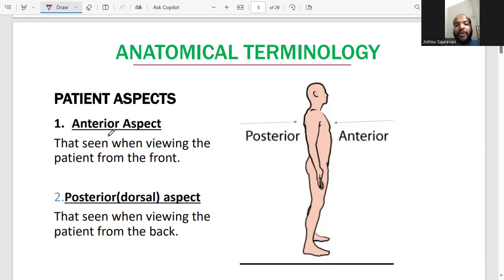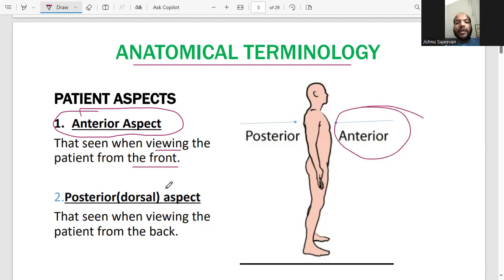When we are describing our body part scientifically, it is divided into different aspects. First, we can say the anterior aspect. Anterior aspect means when we are viewing a patient from the front side, that means the front part of the body. Because in radiographic positioning, we must be thorough with these basic terms.